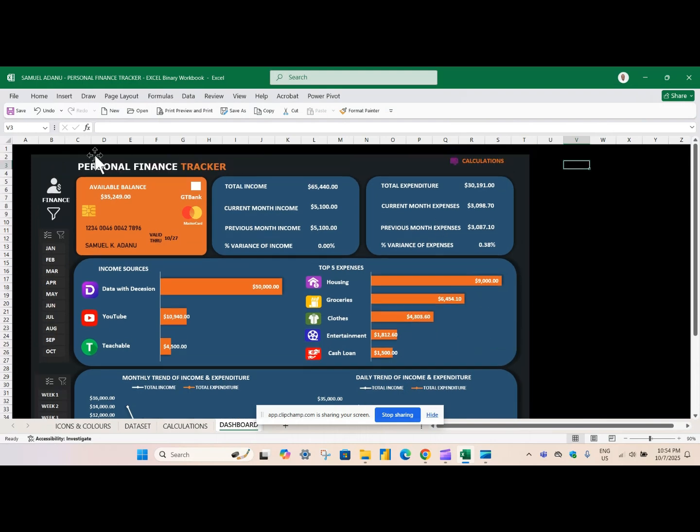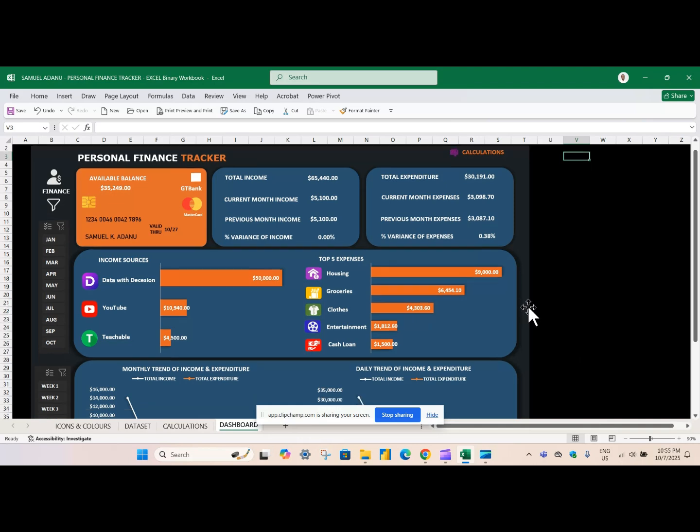Time to demonstrate or show you what the personal finance tracker is. The personal finance tracker is an Excel based analysis solution designed to help users monitor their income, expense, and savings over time. Built using Microsoft Excel 2019, it incorporates data modeling, time intelligence, and interactive visuals to generate actionable financial insights.